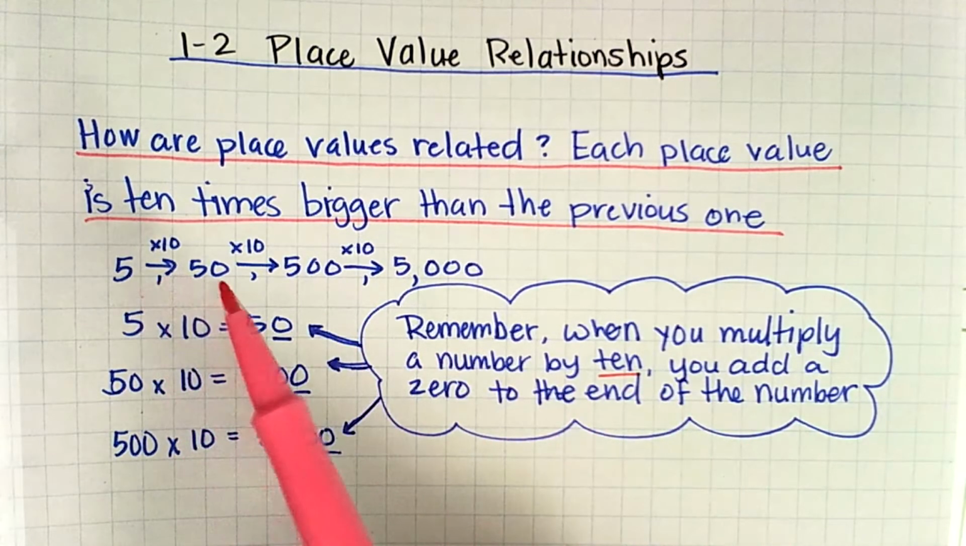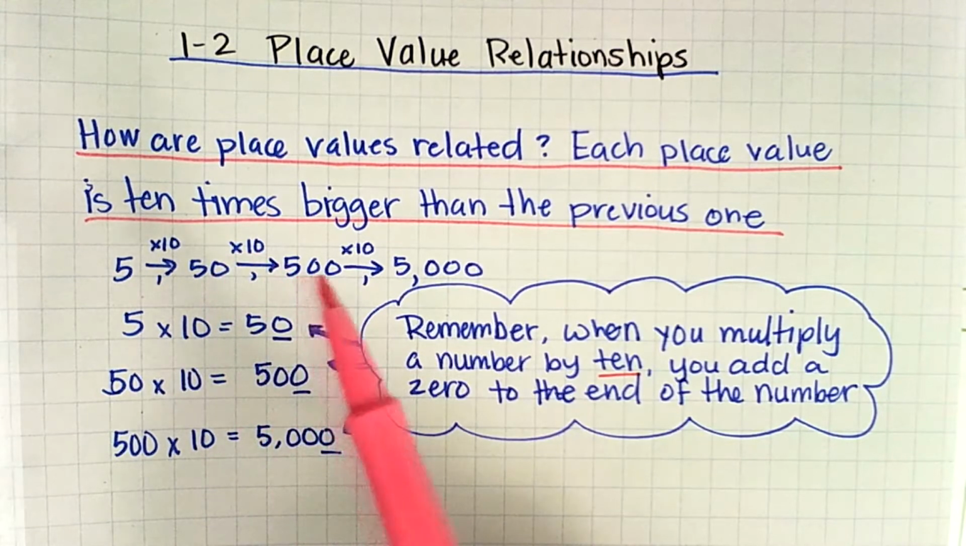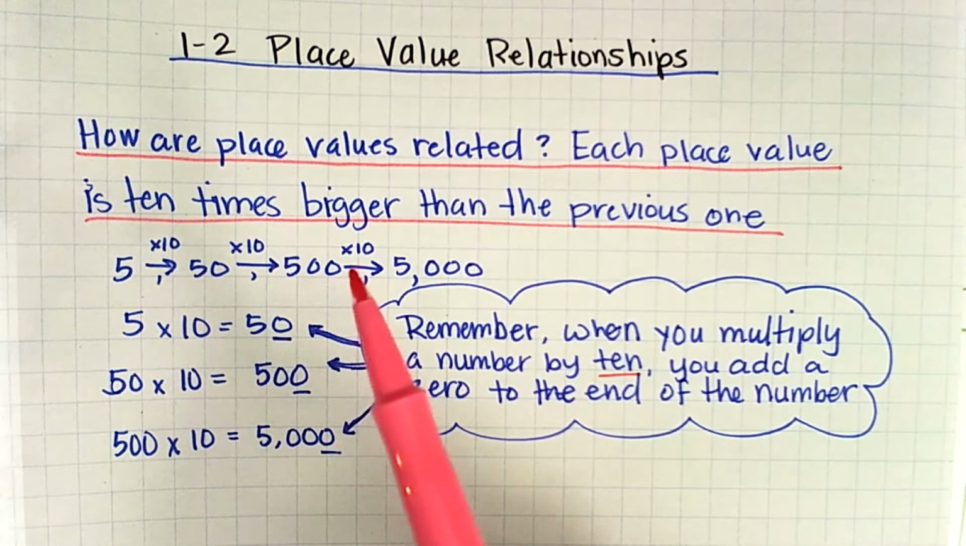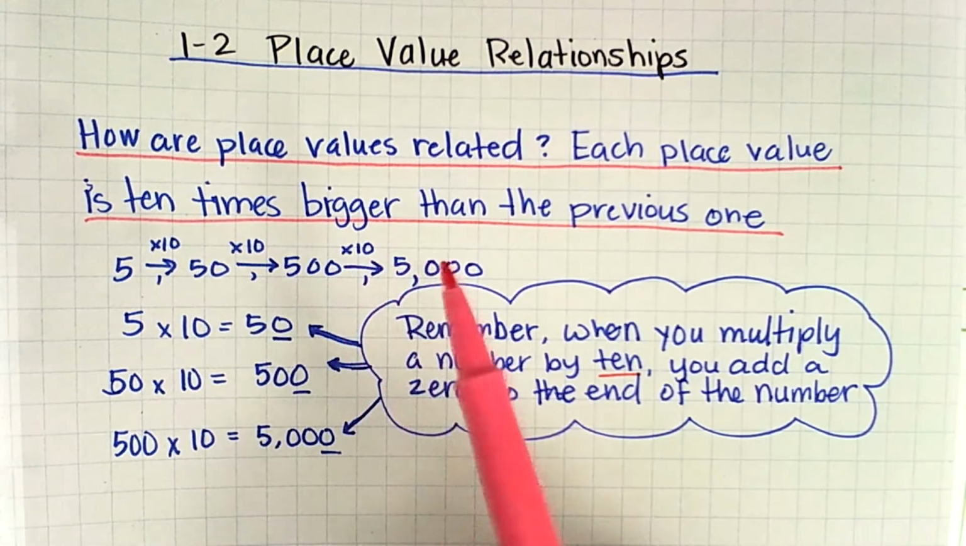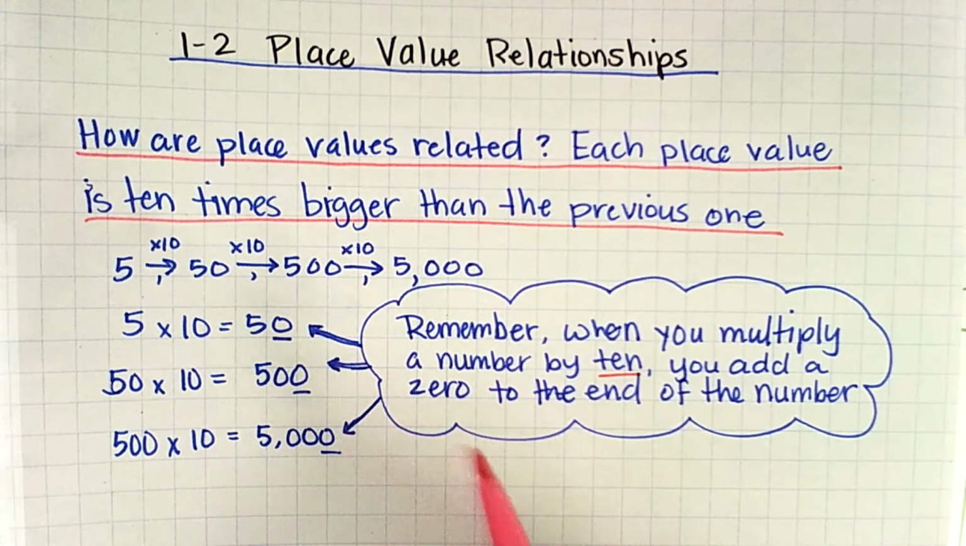So 5 multiplied by 10 gave us 50, that has 1 zero. 50 multiplied by 10 gave us 500, that has 2 zeros. 500 multiplied by 10 gave us 5,000, that has 3 zeros. So you can see that right over here. And we also talked about the hundreds flat and the thousands cube, and how the hundreds flat is 1/10 of the thousands cube, and the thousands cube is 10 times the hundreds flat.